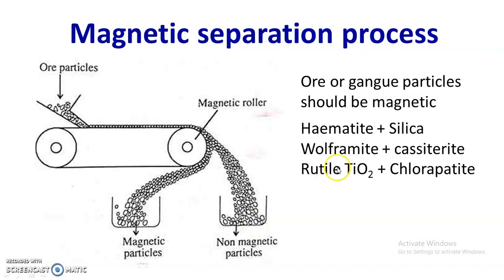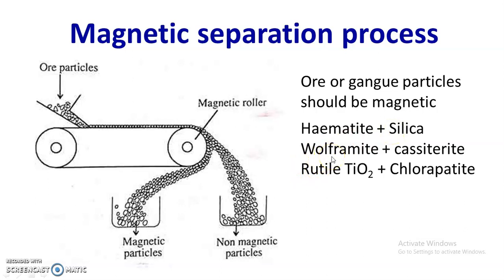This method, magnetic separation, is especially applicable for the separation of hematite ore from silica as a gangue. Hematite or chromite ore, these two ores are magnetic ores, and silica is non-magnetic. So hematite is separated from silica by this magnetic separation method.